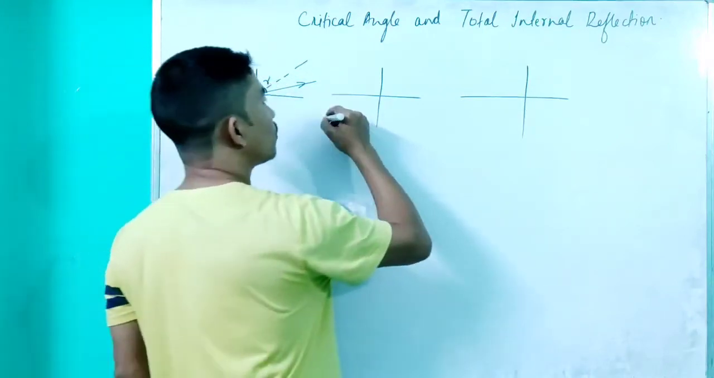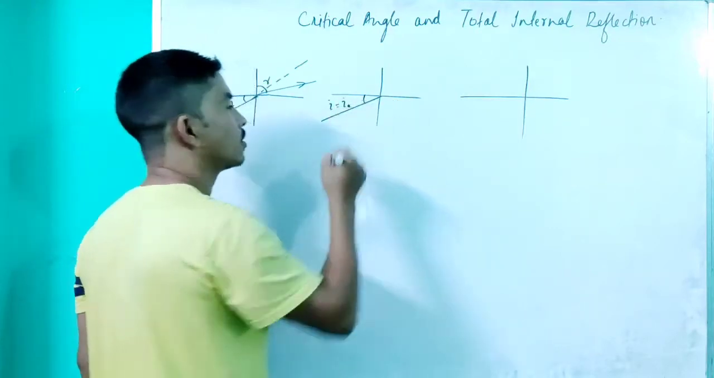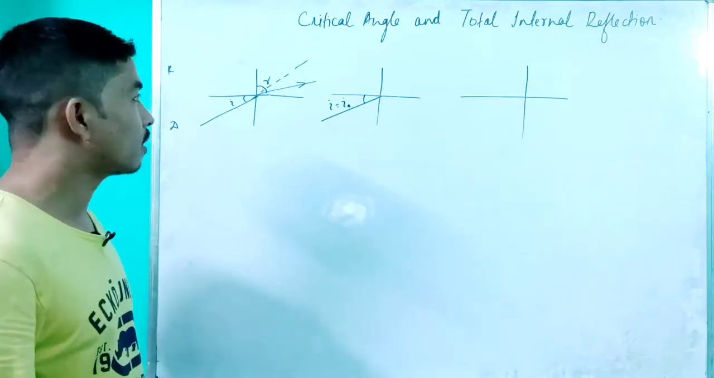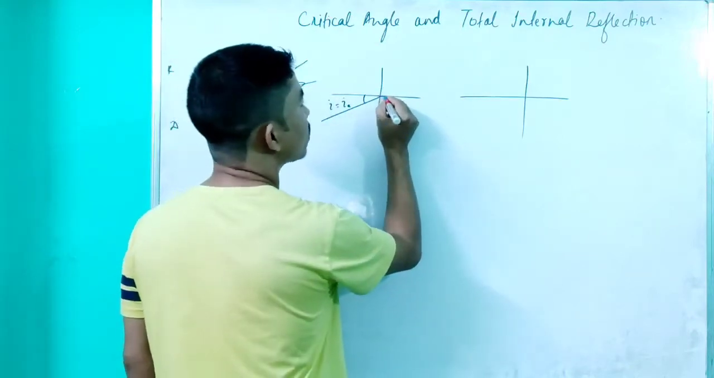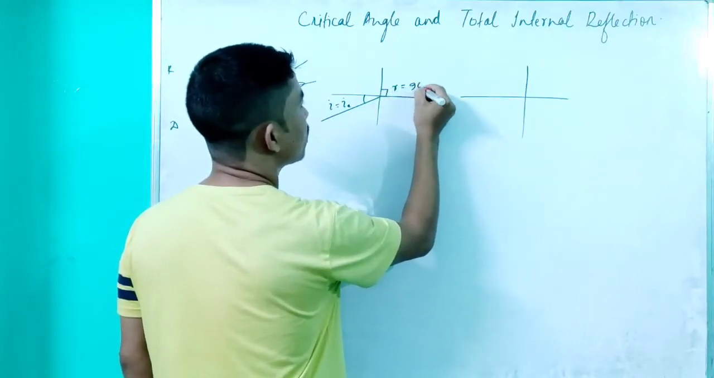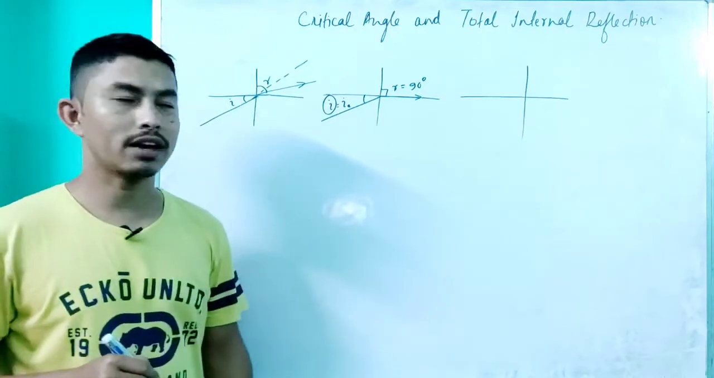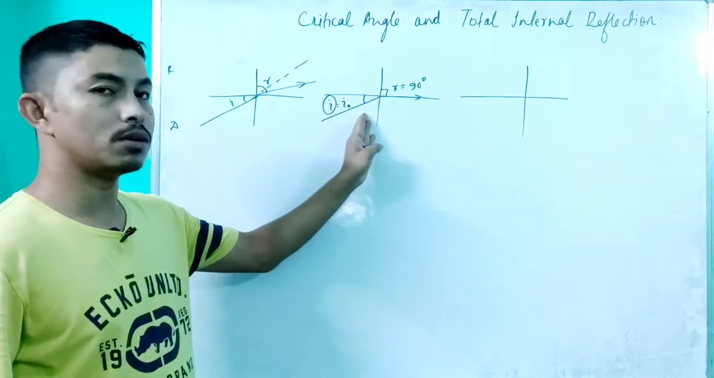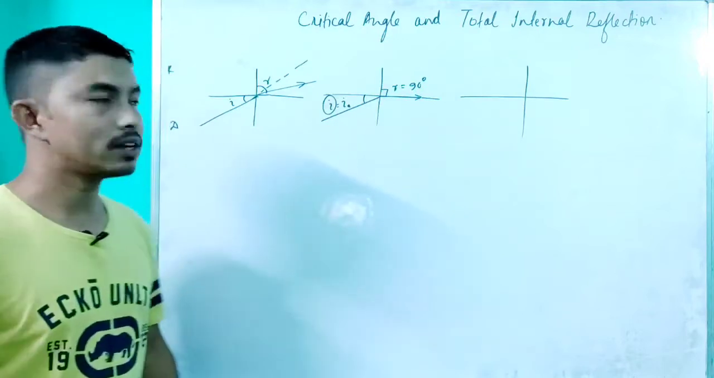Now for a certain value of the angle of incidence, that is i equals iC, the refracted ray will pass along the line separating the two media. That is, the angle of refraction becomes 90 degrees. In that case, the angle of incidence is known as the critical angle. So the critical angle is the angle of incidence in a denser medium corresponding to which the angle of refraction in a rarer medium is 90 degrees.